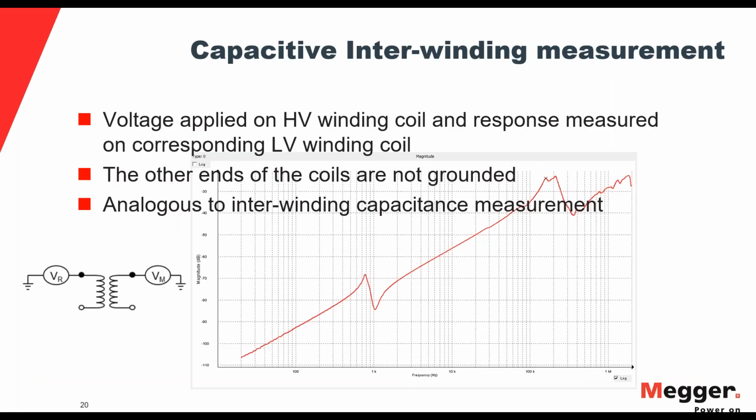The fourth type of measurement is the capacitive interwinding measurement. Now, in this case, the voltage is applied on the high voltage winding coil, and the response is measured on the corresponding low voltage winding coil. In this case, the other ends of the coils are not grounded. It's analogous to an interwinding capacitance measurement.